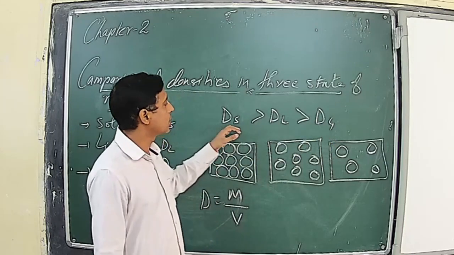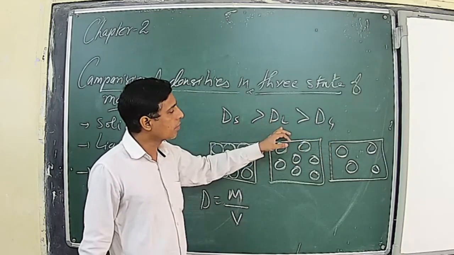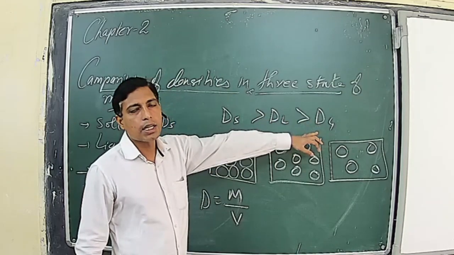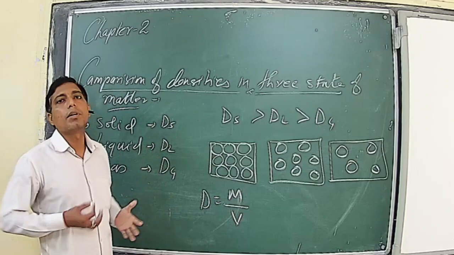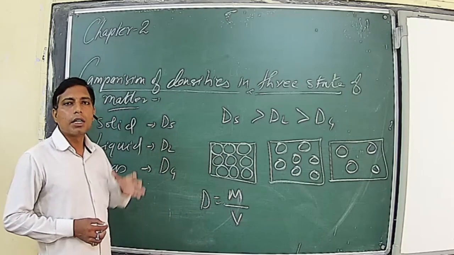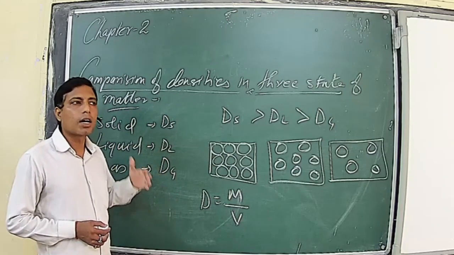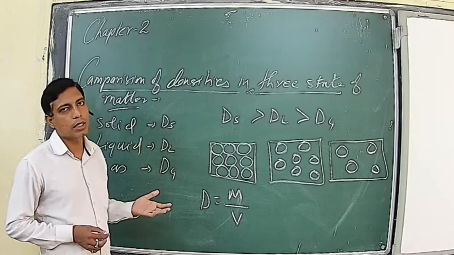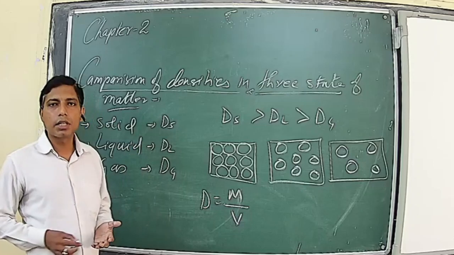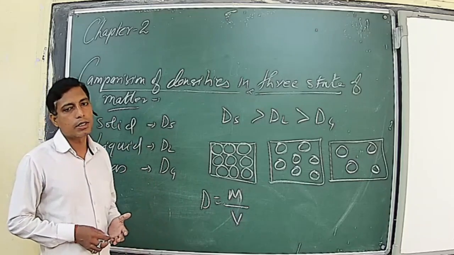So the density of solid is more than the density of liquid, which is more than the density of gases. The reason behind the difference in the density is just how many molecules are held in a given volume. The more the number of molecules in a given volume, the higher is the density. The lesser the number of molecules in a given volume, the lesser is the density.